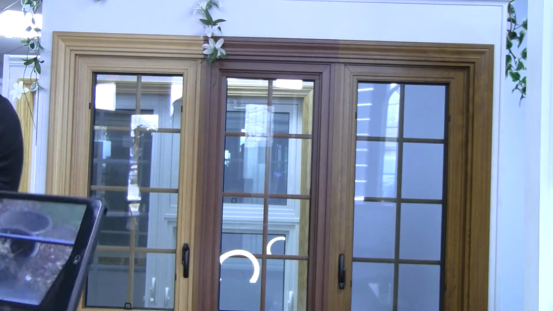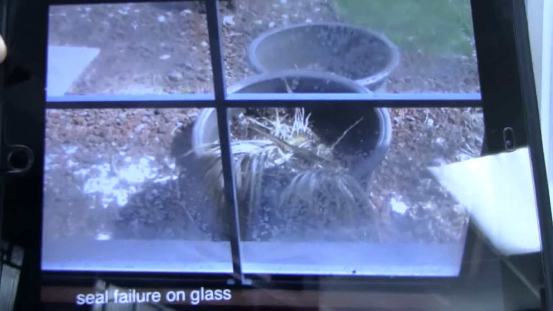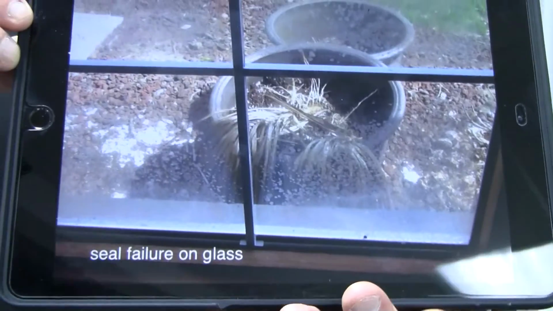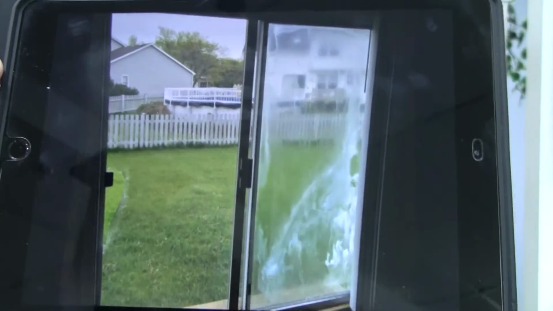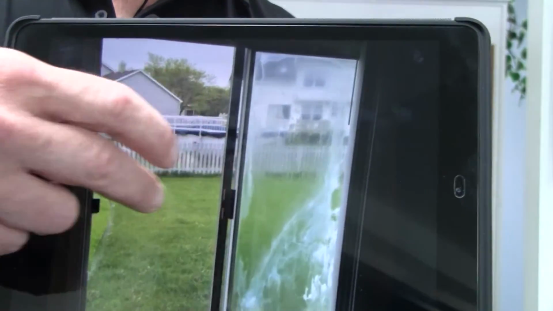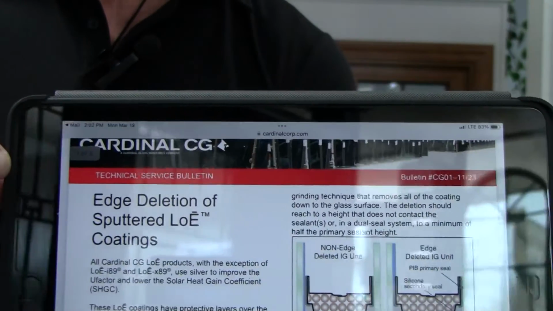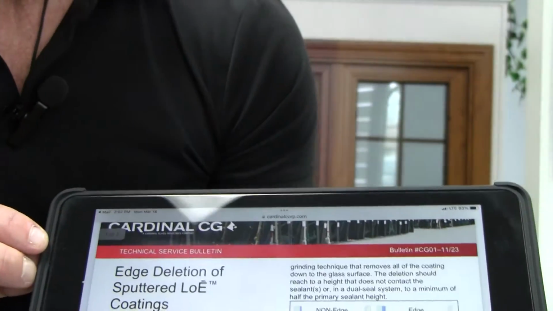Anyway, the video I want to do today has to do with seal failure, but the title is actually going to be edge deletion. What is edge deletion? So let's look at this a little closer. I'm going to show you a picture here. This is seal failure. Seal failure happens for a variety of reasons. That's also seal failure on a patio door. And the words we're looking at here is edge deletion.